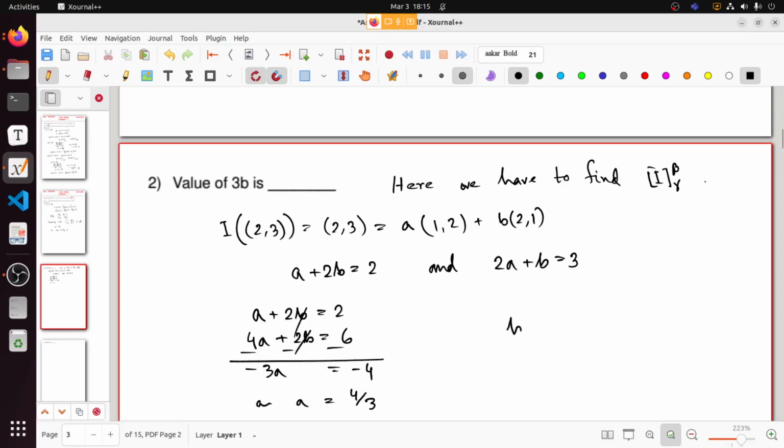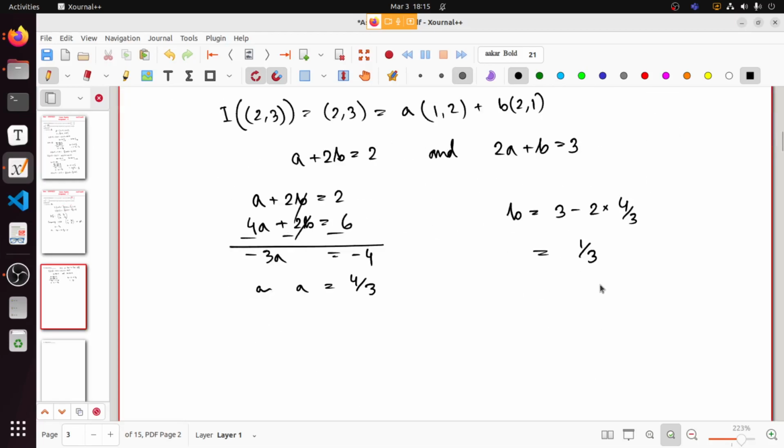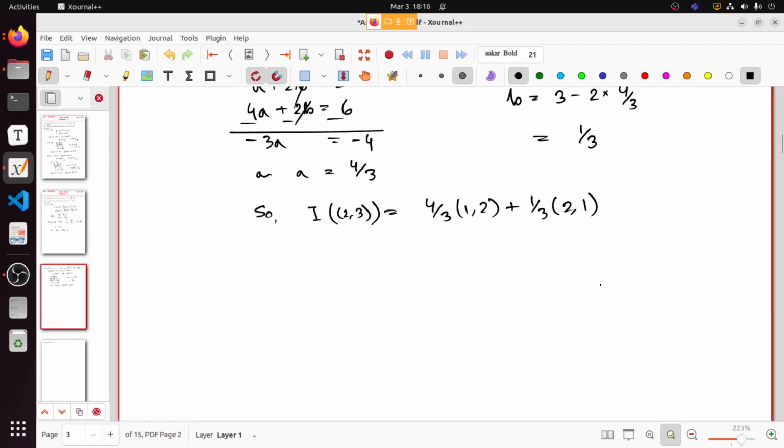Then what will b be? b will be 3 minus 2a, a is 4 by 3, so 3 minus 8 by 3, which means 1 by 3. So I of (2, 3) is what you have got: 4 by 3 times (1, 2) plus 1 by 3 times (2, 1). Let's find the other one, the identity of the second vector, (1, 4).